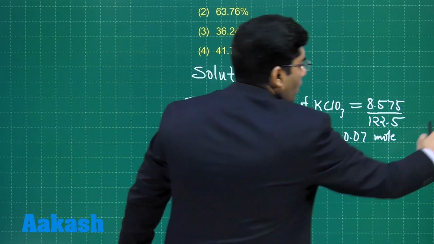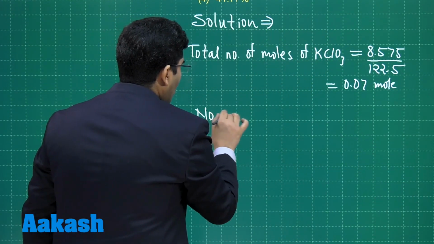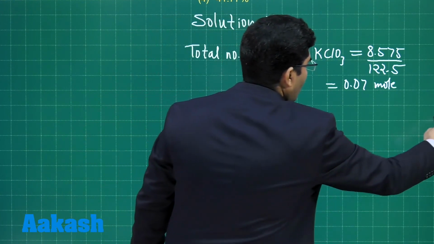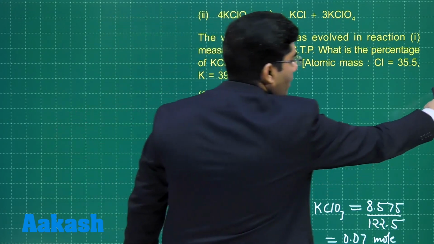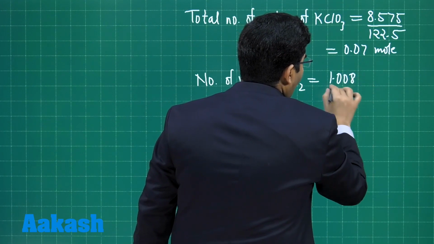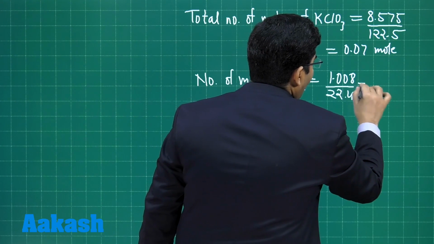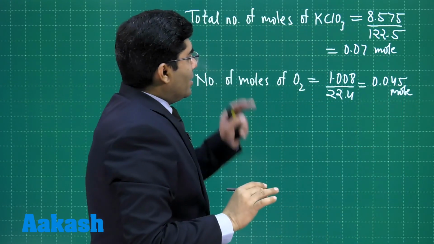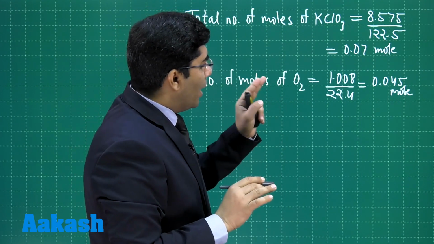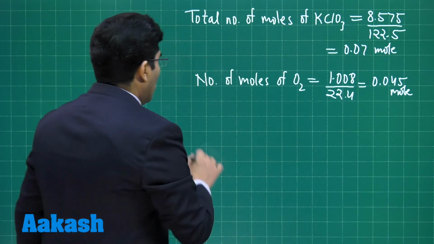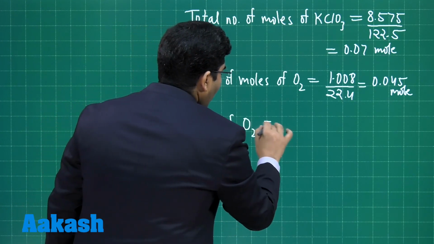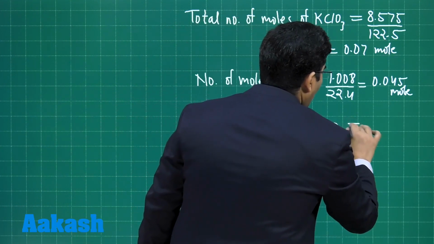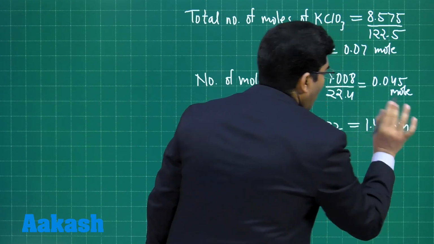Let's talk about oxygen. The number of moles of oxygen will be equal to the volume liberated, that is 1.008 divided by 22.4 liter, and that will be equal to 0.045 mole. So 0.07 is the total number of moles of KClO3 and 0.045 is the moles of oxygen, right? Now the weight of oxygen will be the number of moles of oxygen, that is 0.045 multiplied by 32, and that will be equal to 1.44 grams. Now this will escape out, right?